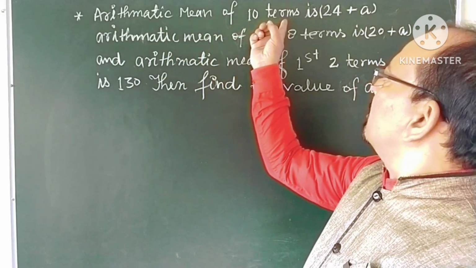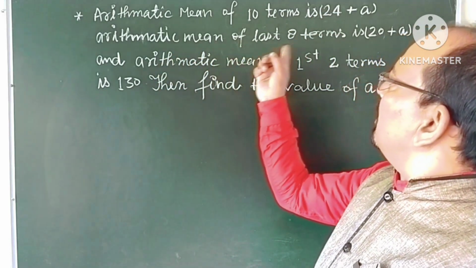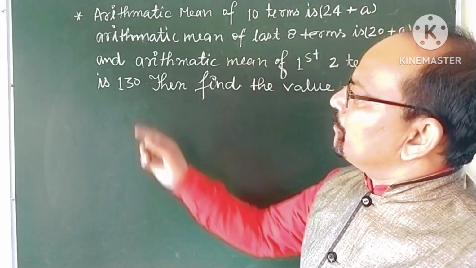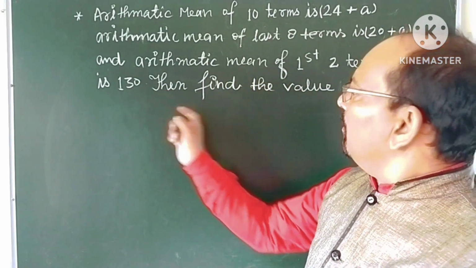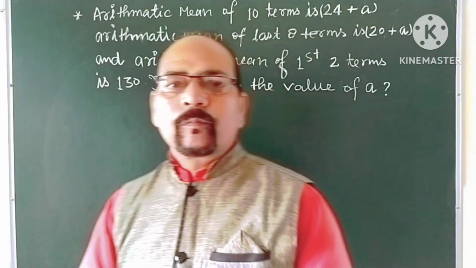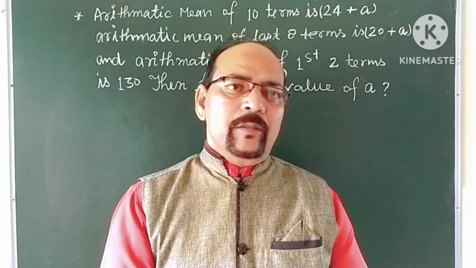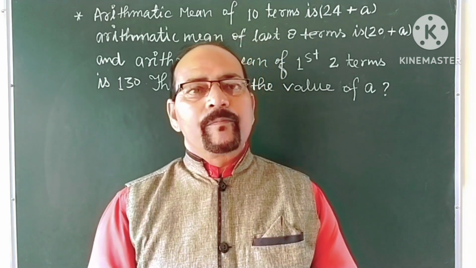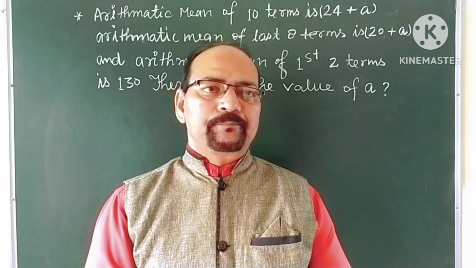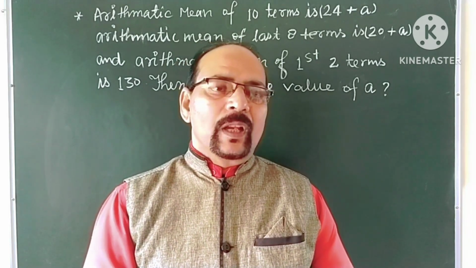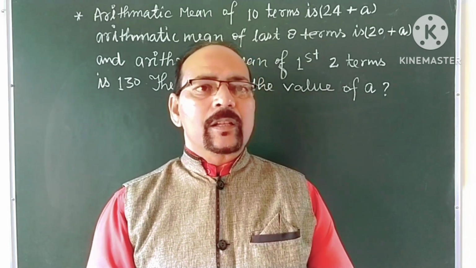The arithmetic mean of 10 terms is 24 plus a, the arithmetic mean of the last 8 terms is 20 plus a, and the arithmetic mean of the first 2 terms is 130. Then find the value of a. The 10 terms are divided into 2 parts, 8 terms and 2 terms. The combined sum of the 8 terms and 2 terms equals the sum of the 10 terms.